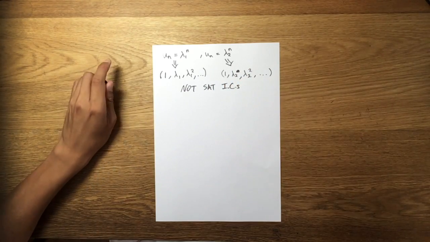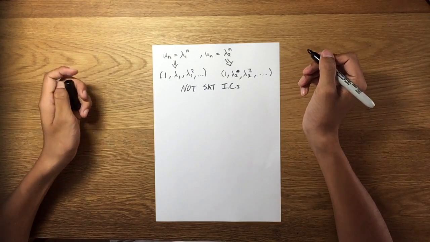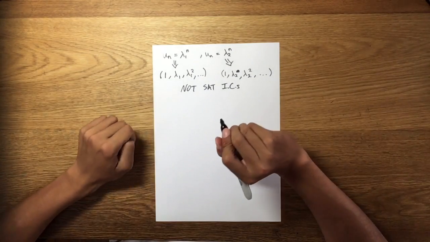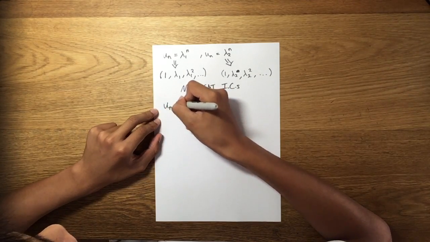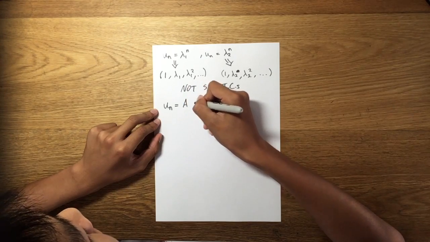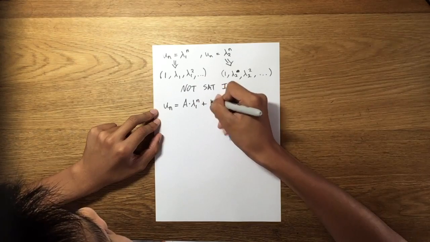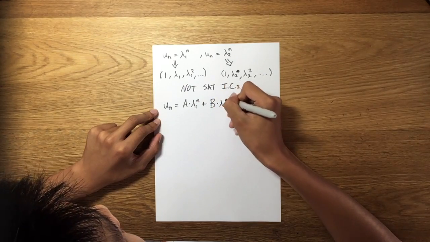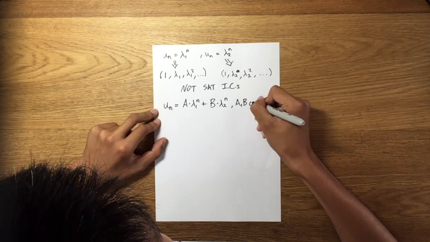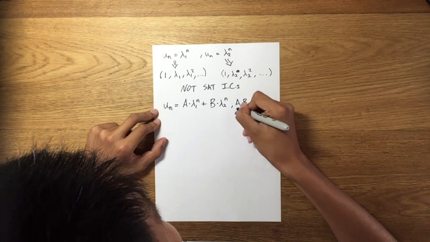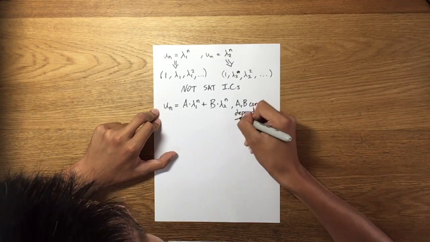Okay, so now how do we satisfy the initial conditions? Our method tells us that our actual un is equal to some constant a times lambda 1 to the n plus some constant b times lambda 2 to the n. So I'm going to say that a, b are constants that depend on the initial conditions, ICs.